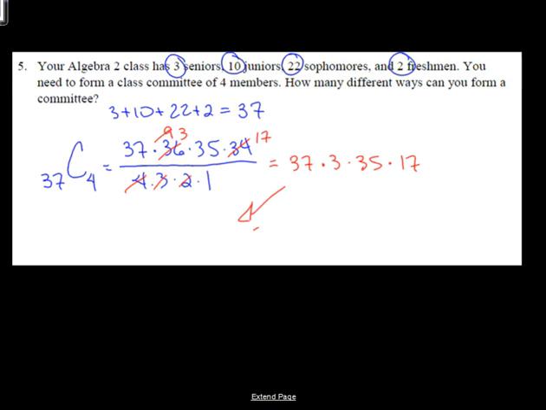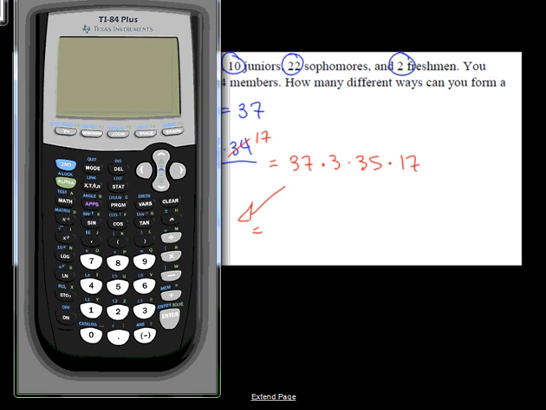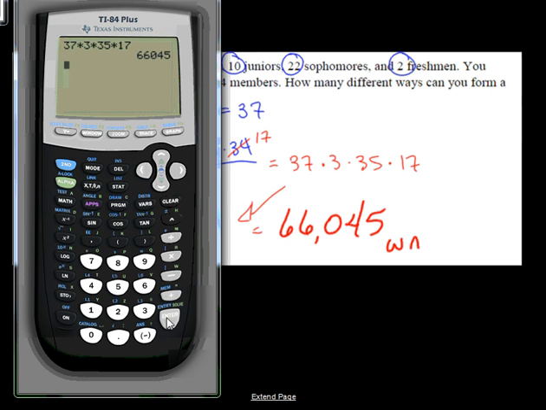And at this point, we grab ourselves a nice handy-dandy calculator. And we punch these things into our calculator. Turn it on first. So I do 37 times 3 times 35 times 17. And I hit enter. So there are 66,045 ways to pick my committee.